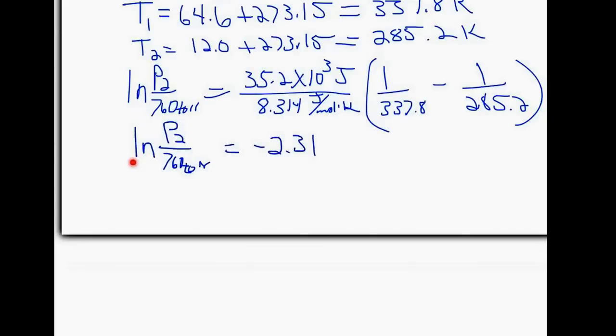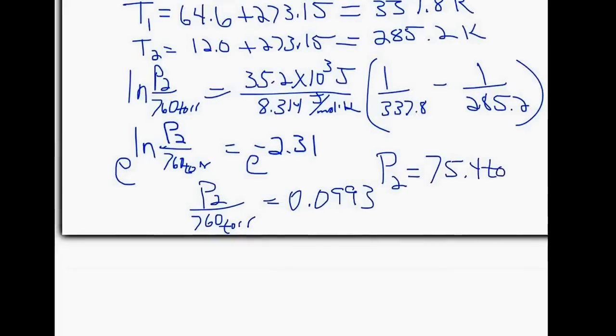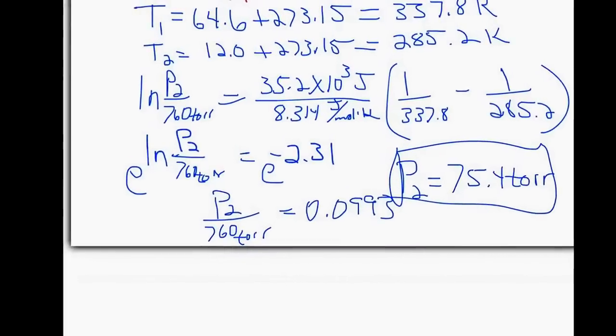So now the challenge here is we got to get rid of this log sign. So to do that, all we do is take e to both sides. So take e to this value, e to that value, and e to that value. That will get rid of the log, and that will give us a number here. So after doing that, we'll get P over 760 torr is equal to 0.0993. Okay, multiply both sides by 760. That's P2, by the way, and we'll get that P2 is equal to 75.4 torr. So hopefully you got an answer like that, and you can see where this comes from.